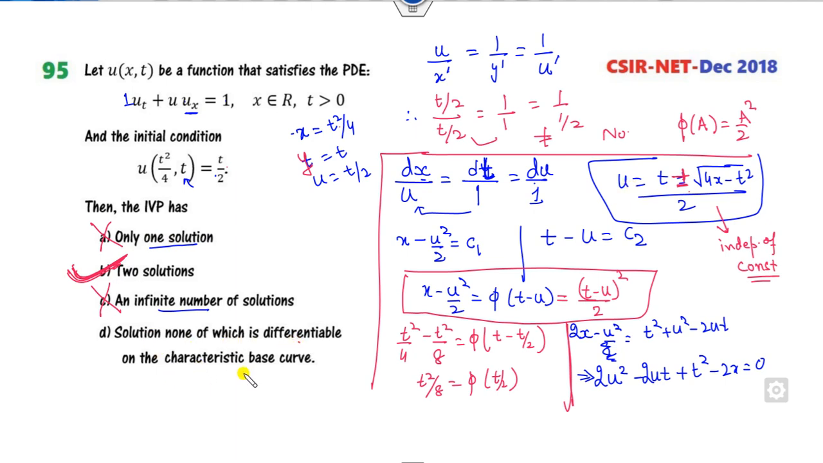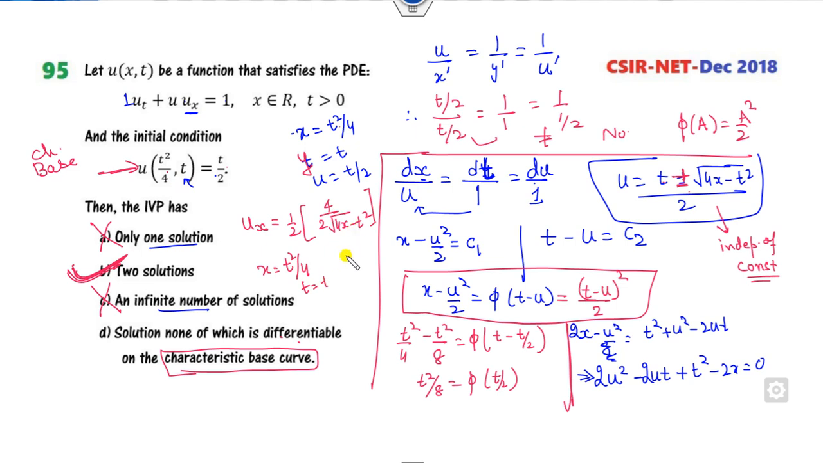Solution none of which is differentiable on the characteristics base curve. What is the characteristics base curve? This is the base curve. This is the characteristics base curve. Now is it differentiable? If I take the partial derivative with respect to x, it is 1 by 2 times 4x minus t square. Now clearly, when I take x as t square by 4 and t as t, it goes to infinity. So it means the solution is not differentiable. So none of the solutions is differentiable is also the right answer. So B and D are my correct answers.